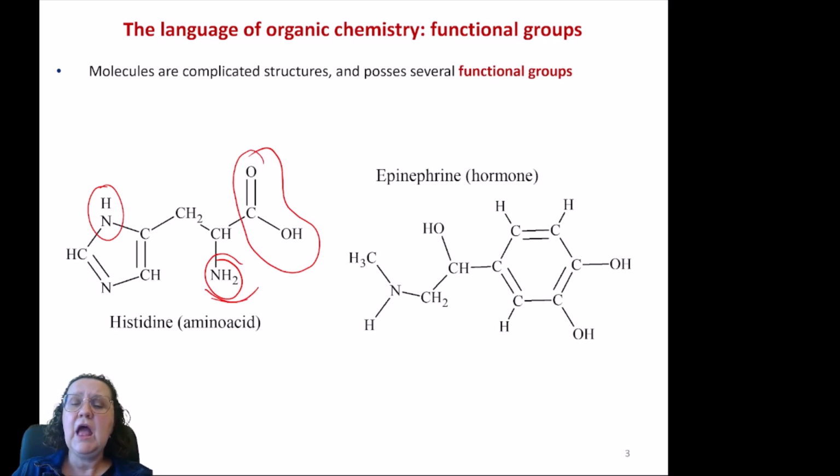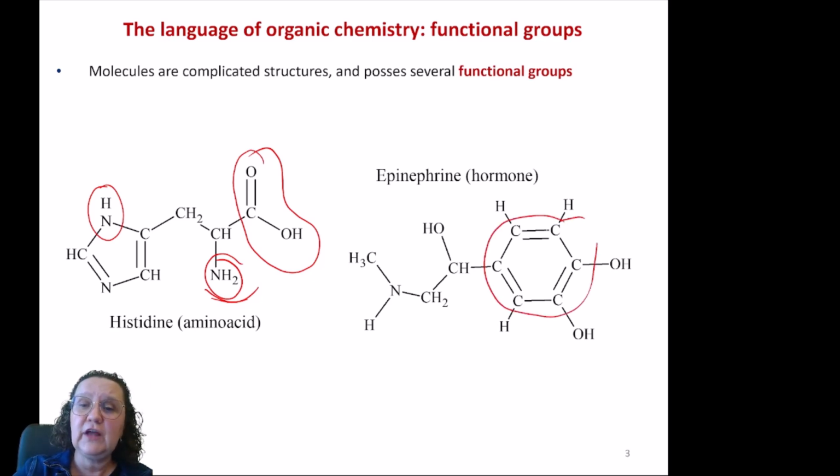If I look at the molecule on the right-hand side, epinephrine, that's a hormone, I spot this structure, these 6 carbons in a hexagon with these 3 alternated double bonds. That's a benzene ring, that's an aromatic ring, and that's a type of functional group that's going to give a lot of stability to the molecule. And I know that because I know about the chemistry of benzene. And benzene is not very soluble in water, actually it's not soluble in water at all.